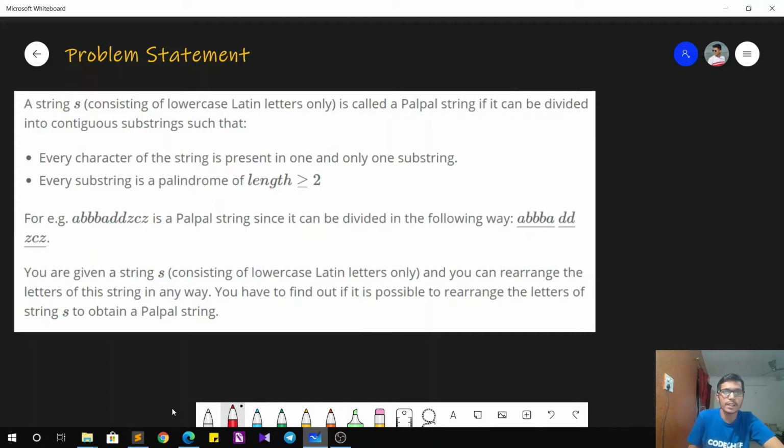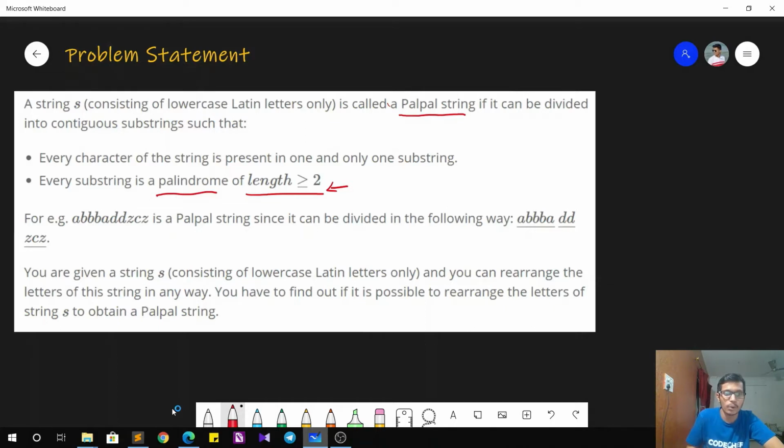A given string S is called a Palpal string if it can be divided into continuous substrings such that two conditions hold. First of all, every character of the string is present in one and only one substring. And the second and important condition is that every substring is a palindrome of length greater than or equal to 2. So the second part is obvious, that the length should be greater than or equal to 2.